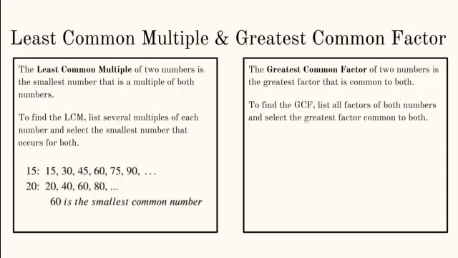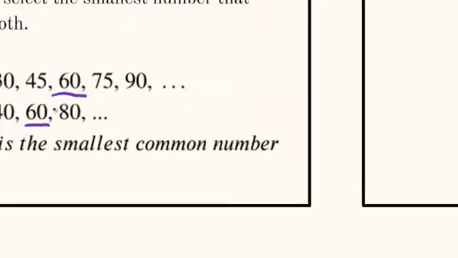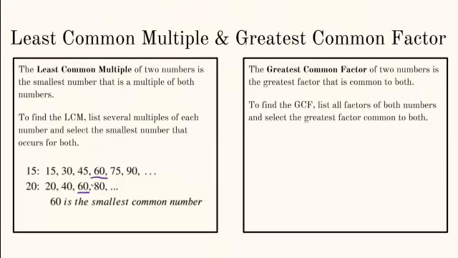I could have gone further. However, I saw that once I got to right here, notice how that 60 occurs in both. So we know that 60 is the smallest common number, so I'll call it the least common multiple.